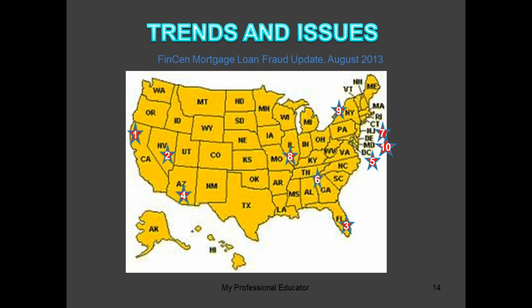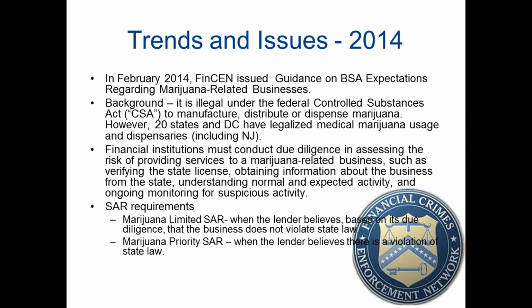These are the ranking of the states in 2013 of the number of SARs. California is number 1, and as you can see, New Jersey is number 7. Not something that our state can be proud of, but at least we're reporting them.